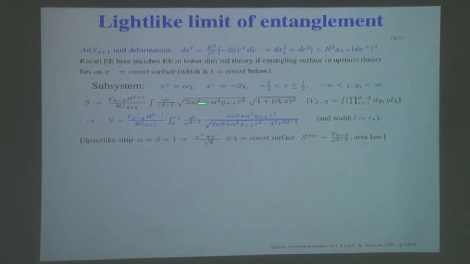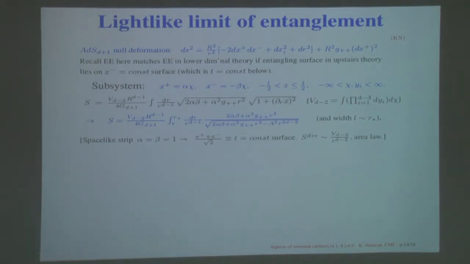So I construct a subsystem like that, a strip subsystem. So here these x plus and x minus are traded off for time and a third dimension x3, for example. In the usual space-like subsystem, what I would do is I would just take alpha and beta to be 1. That then means that the subsystem lies on a constant time slice. Here I want to do something more. I want to take a general subsystem which is oriented possibly differently.